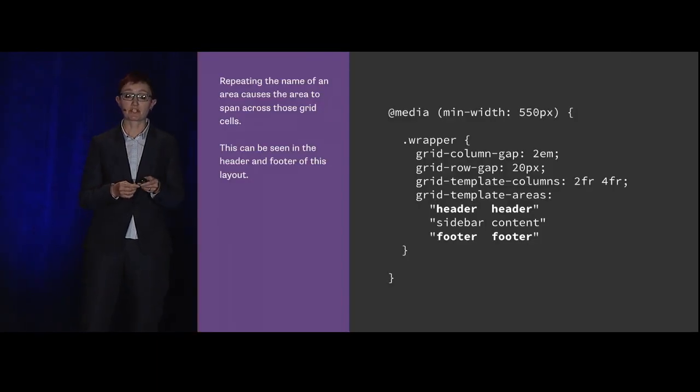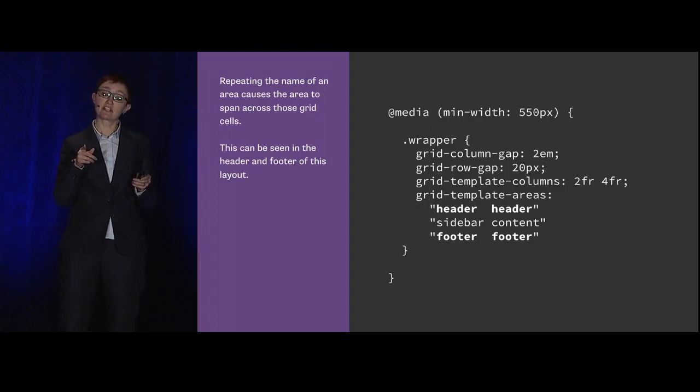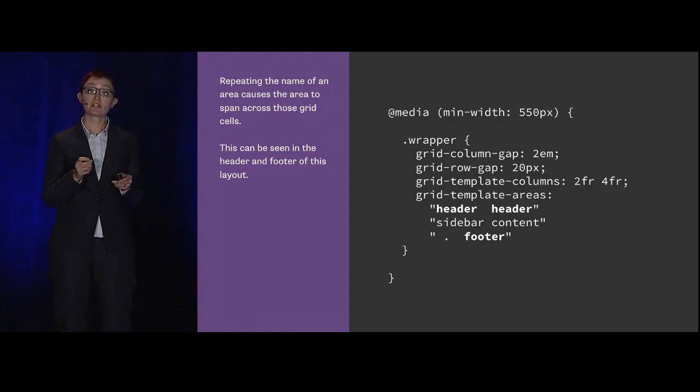A couple of things you might want to note. If we repeat the name of an area, it causes that to span over the grid cells. So here we're saying that we want the header and the footer to span across both cells. You can have multiple white space characters between those, so you can line up your ASCII art. We've thought of that. And if you want to leave a cell empty, use a full stop period character, or multiple full stops again in order to line up the ASCII art.